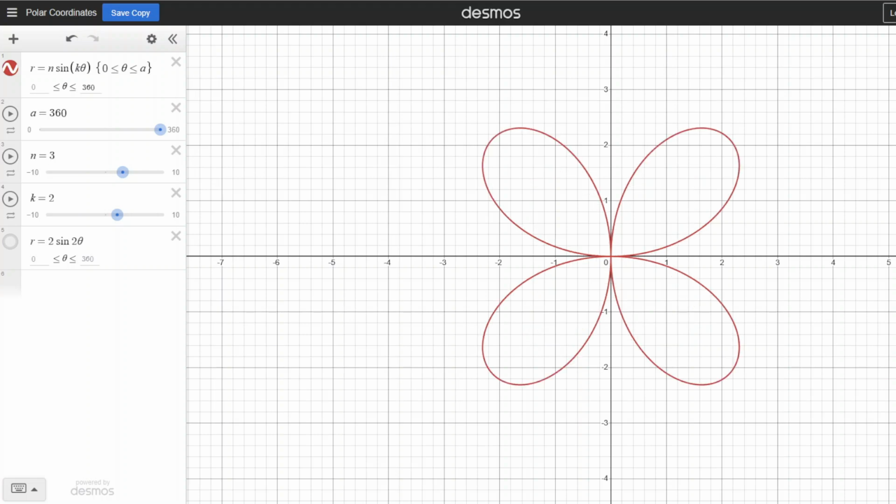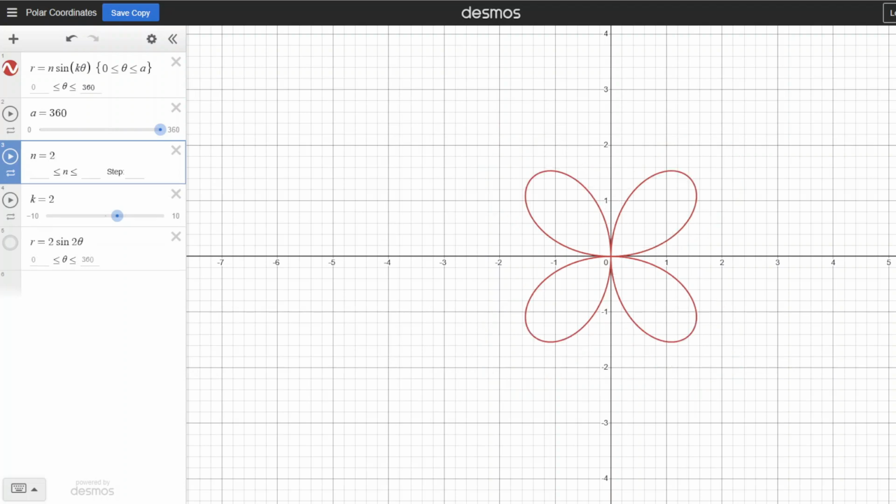Now n is set to 3, and as you can see, the length of each petal in the polar region has increased to 3. I've now changed n to be negative 3. As you can see, the region still has 4 petals, and the length of each is 3. So the rule here is that the length of a petal is the absolute value of n.